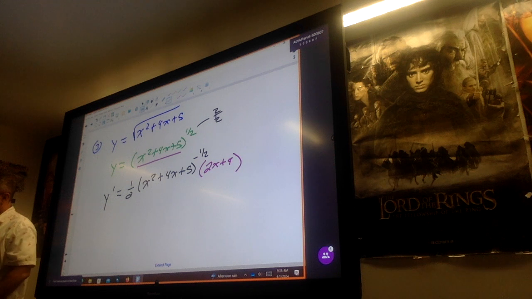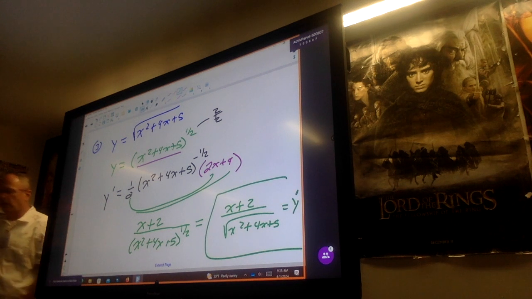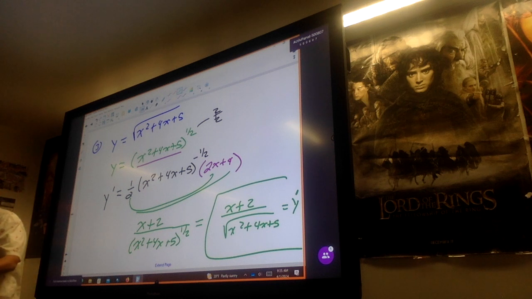And then we can kind of start putting stuff back together. I can go 1/2 times this. So that's going to give me x plus 2 on top over x squared plus 4x plus 5 raised to the 1/2 power. It moved down, so it's no longer a negative exponent. You can even clean it up a little bit further to make this become this. And that's our derivative. Okay? So a little bit different.